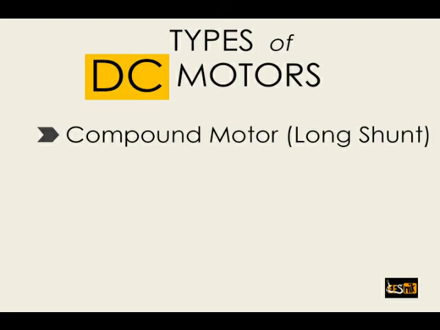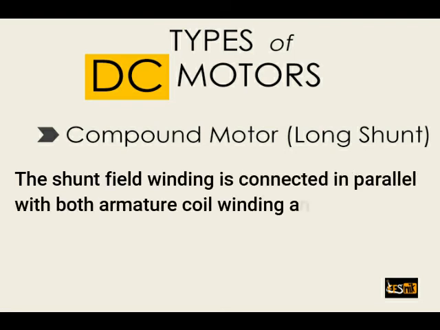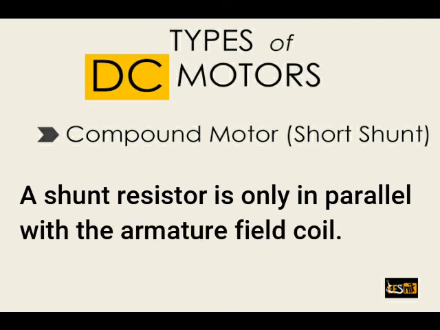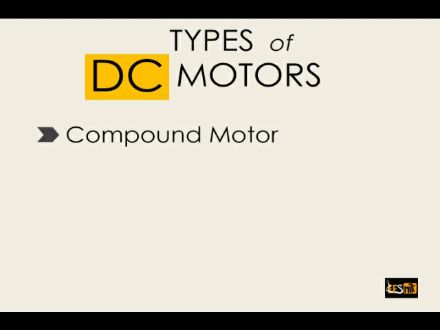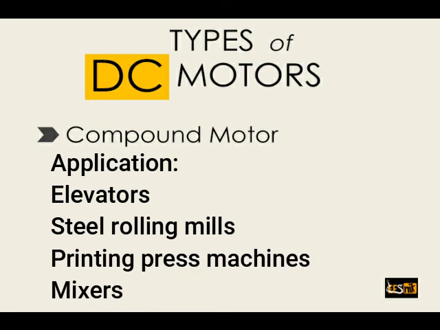Long shunt compound type DC motor: the shunt field winding is connected in parallel with both the armature coil winding and the series field winding. While in a short shunt compound type DC motor, the shunt winding is only in parallel with the armature field coil. Due to the ability of the compound motor to perform better on heavy loads, it is used in elevators, steel rolling mills, printing press machines, and mixers.